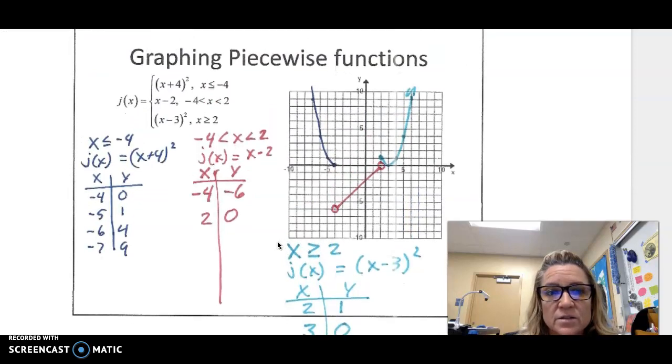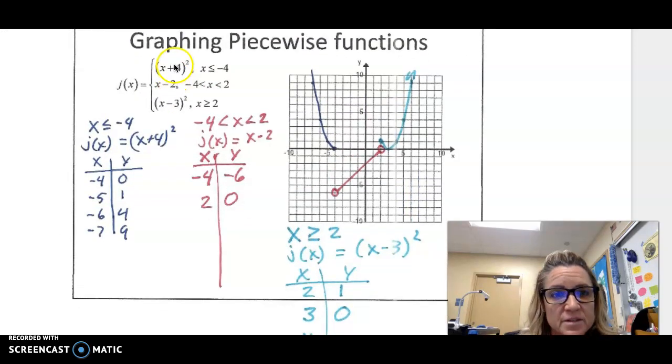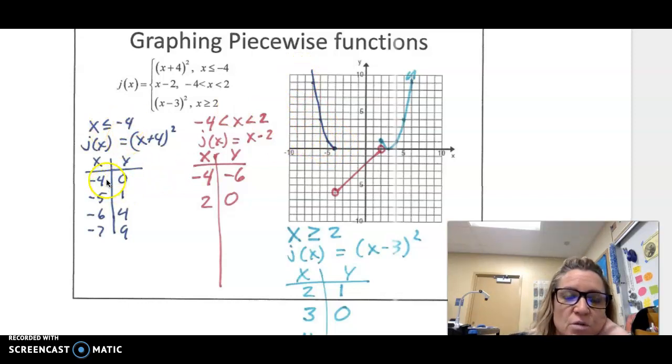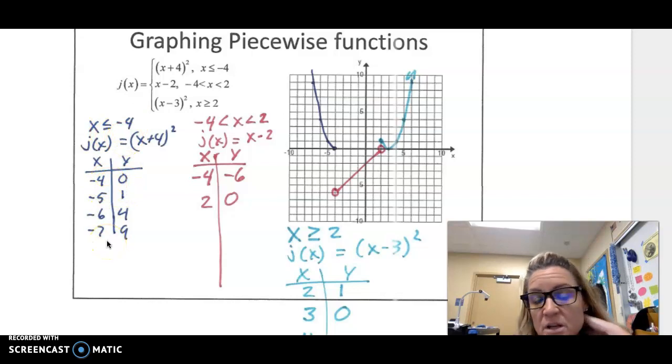And the last one, we're going to graph 3 parts. So when x is less than or equal to -4, x is between -4 and +2, and x is greater than or equal to 2. So let's do the dark blue first. And that's when x is less than or equal to -4. So I did -4 and a couple numbers less than it.